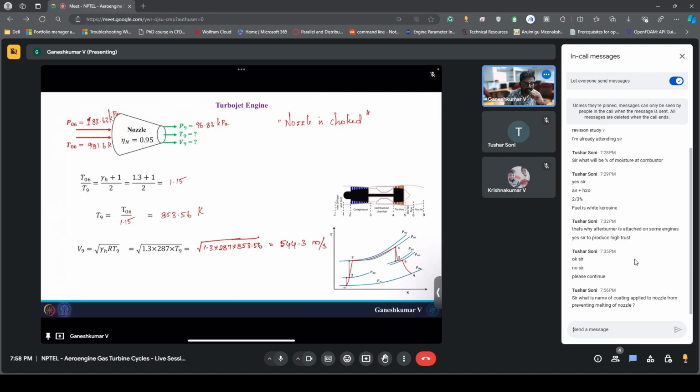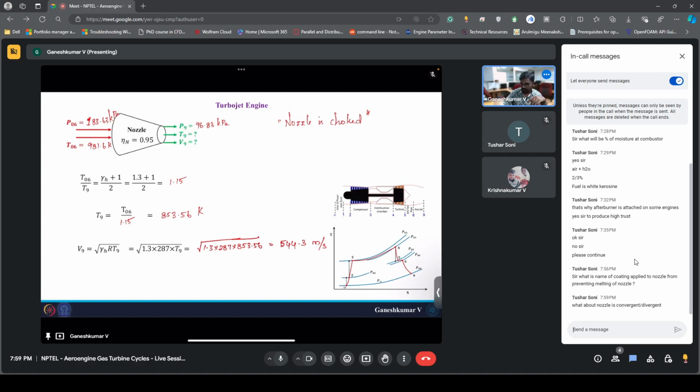In aircraft, we actually don't need to do that because the temperatures here are lower. In rockets, it's not the case. The temperatures will be like 2000 to 5000 kelvins. Here the temperatures are lower, so we don't need to cool that much. But in certain military aircraft, we may need to do it. The name of the coating is something I'm also not familiar with, so I will get back to you about it.